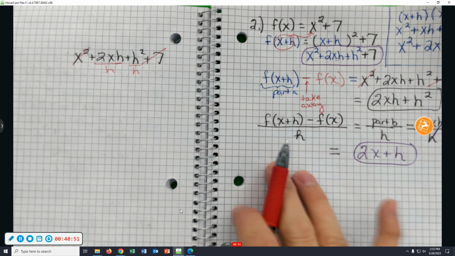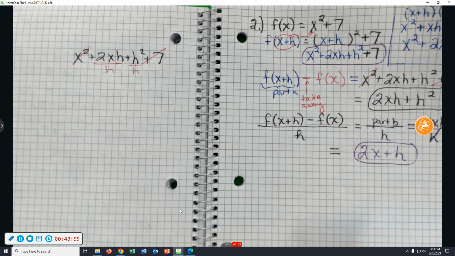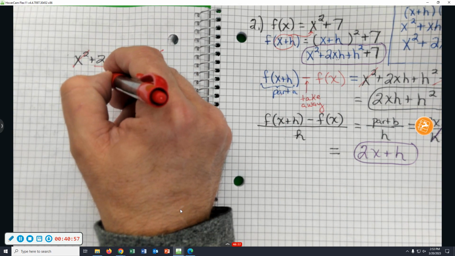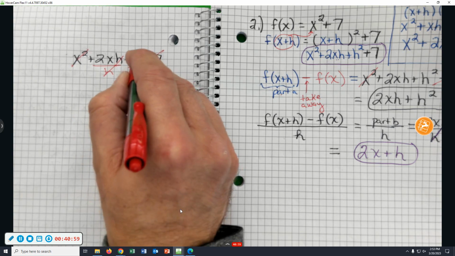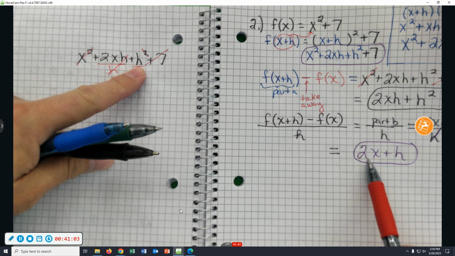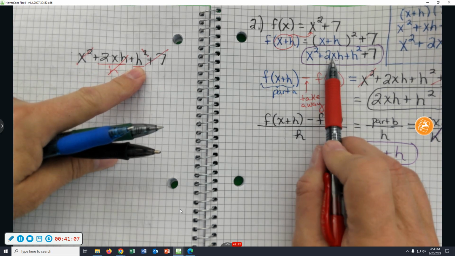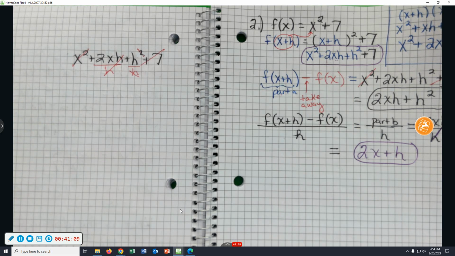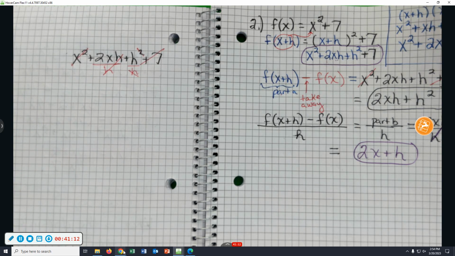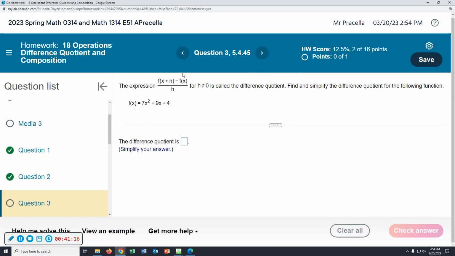You see, it's not really that long. I just sort of wrote out more than I needed for these second and third steps. And I cancel that h with that, and we'd have 2x plus h. Okay? But it's finding that f of x plus h that can be a little lengthy. So let's go to problem 3 and write it down. Don't panic too much if you're the panicking type.